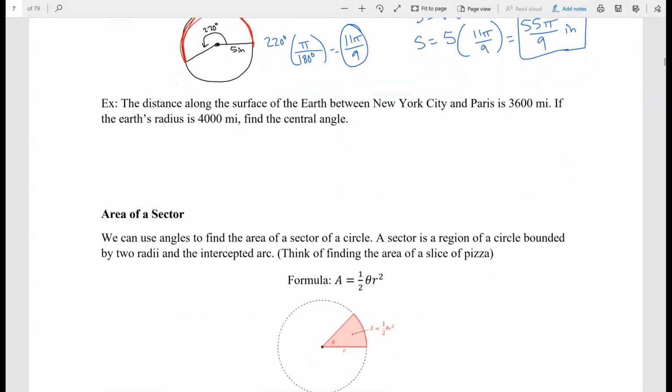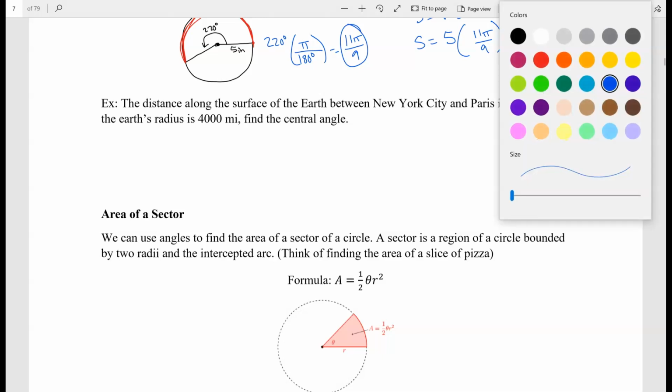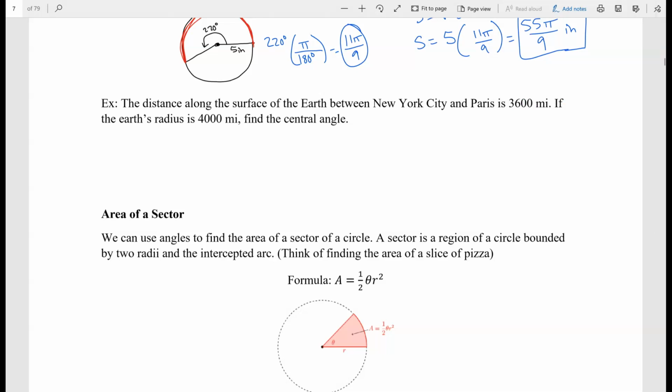So the distance along the surface of the Earth between New York City and Paris is 3,600 miles. If the Earth's radius is 4,000 miles, find the central angle. You have to be very careful here because we have a couple of things. We do know the radius. So the radius is equal to 4,000 miles. We know that along the surface between New York City and Paris, this is going to be 3,600 miles.